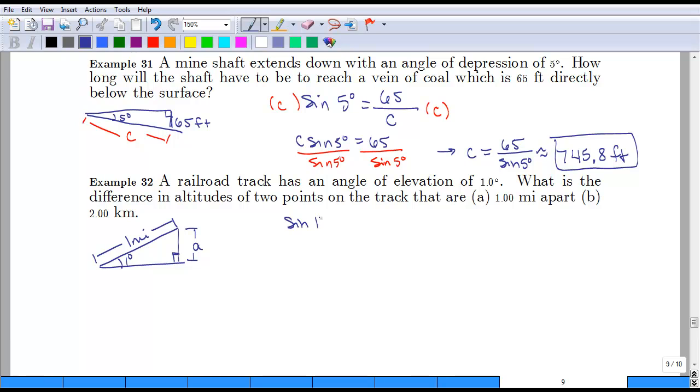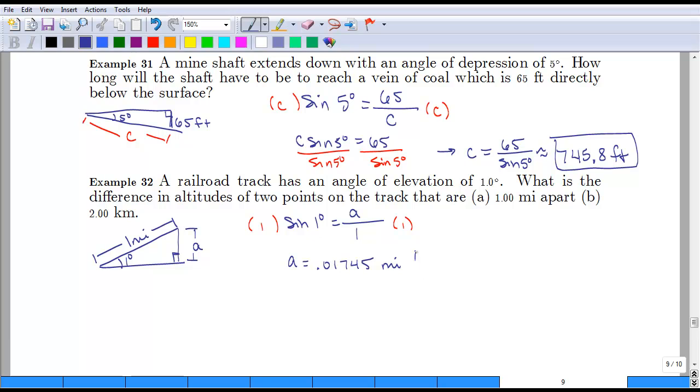So sine of 1 degree is equal to the opposite, which is A, over the hypotenuse, which is 1. So in this case, all we have to do is multiply both sides by 1, and we end up with A being approximately 0.01745. And I wrote this many decimal places because we're talking about miles here. And it's a lot more helpful if we can convert this to feet.